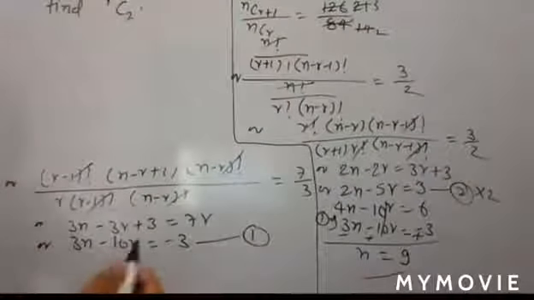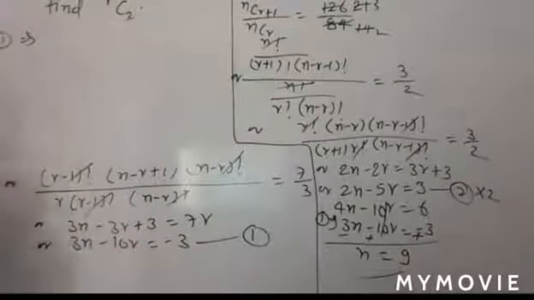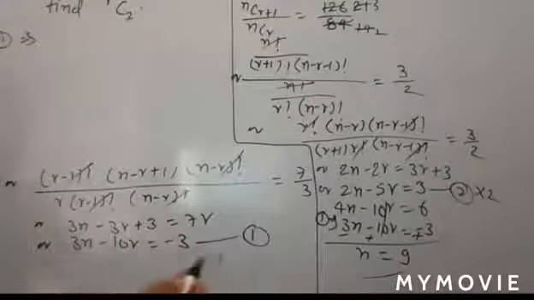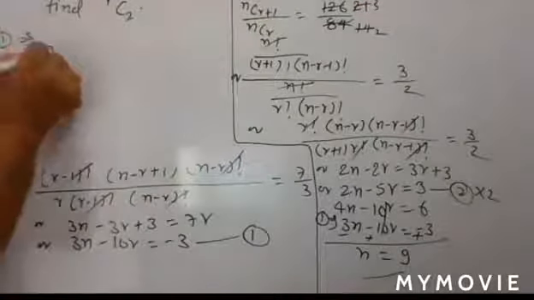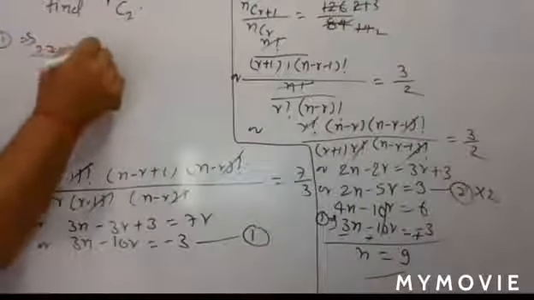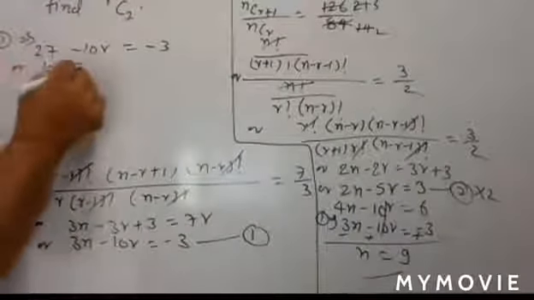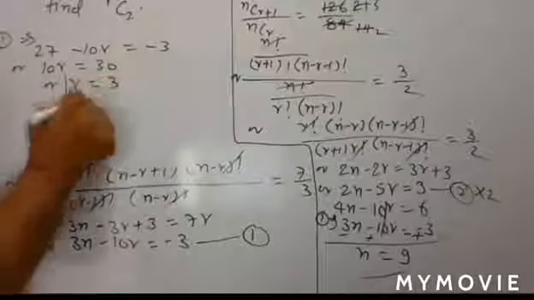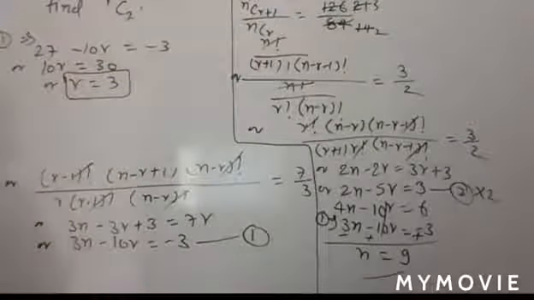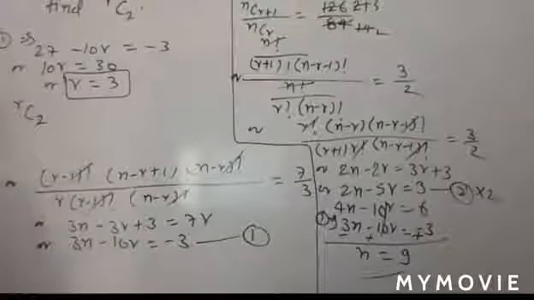So put it in the first equation. R equals 3. So R is equal to 3 is correct. Now put it in the first equation. Here you have 27 minus 10R is equal to minus 3. So 10R is equal to 30. So the value of R is equal to 3. In this way, you have the value of R. Now you have to find the value of RC2.